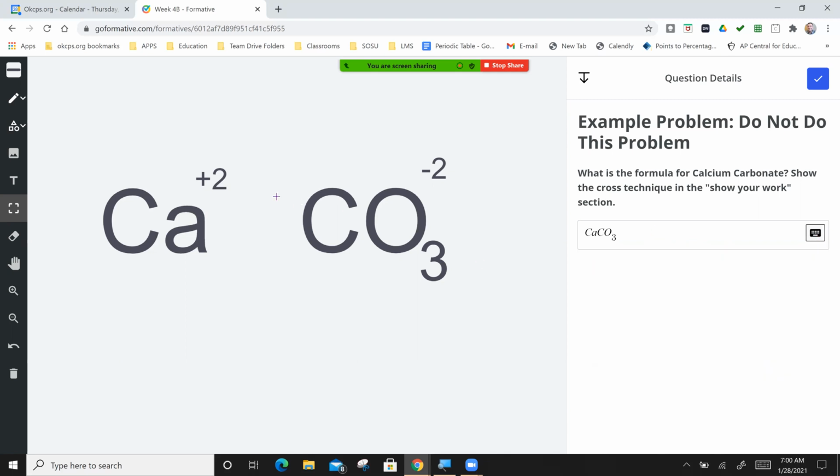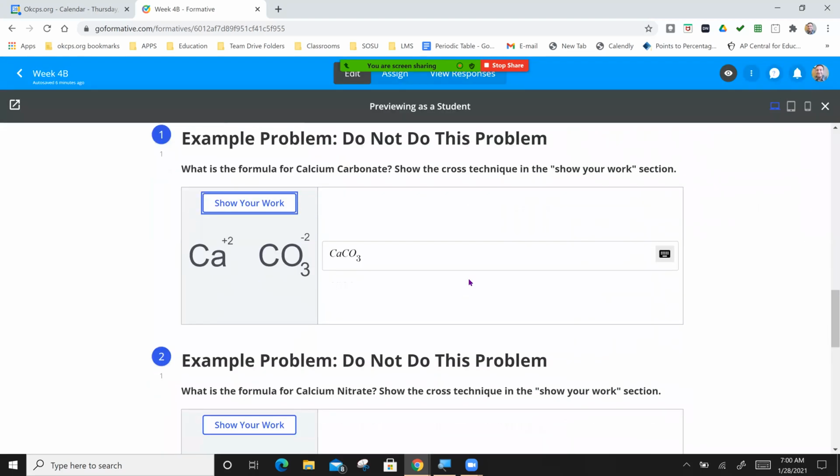All right, so when the sum of the charges already equals 0 at the beginning, 2 plus -2, there's no need to do anything but just write the formula as it is. You don't need more than one of anything, so you just write it as it is. That's a very easy case. All right, let's do another one.